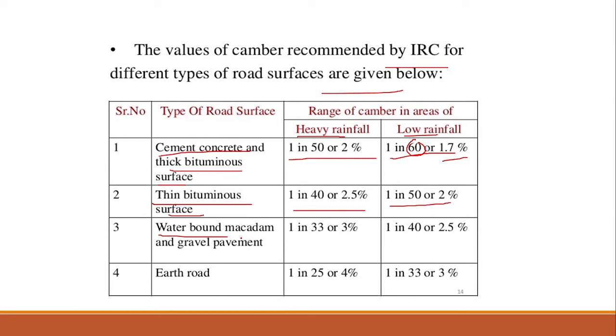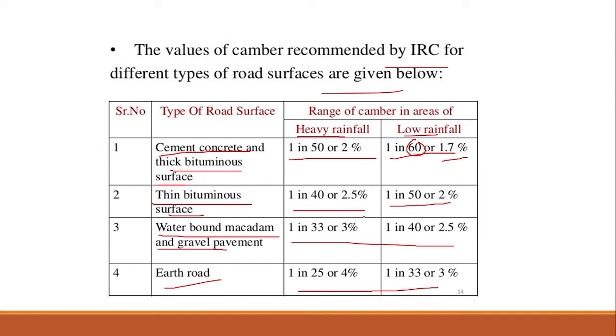And for waterbound macadam and gravel pavements, you have these values, and also for earth road you have these values. These are the different types of pavements. Waterbound macadam and earth road are not good quality roads. They are olden types of roads. You can see gravel pavements also, where they directly provide gravel on the earthen surface, and that is nothing but a gravel pavement. You basically observe this type of road in very old or undeveloped areas.